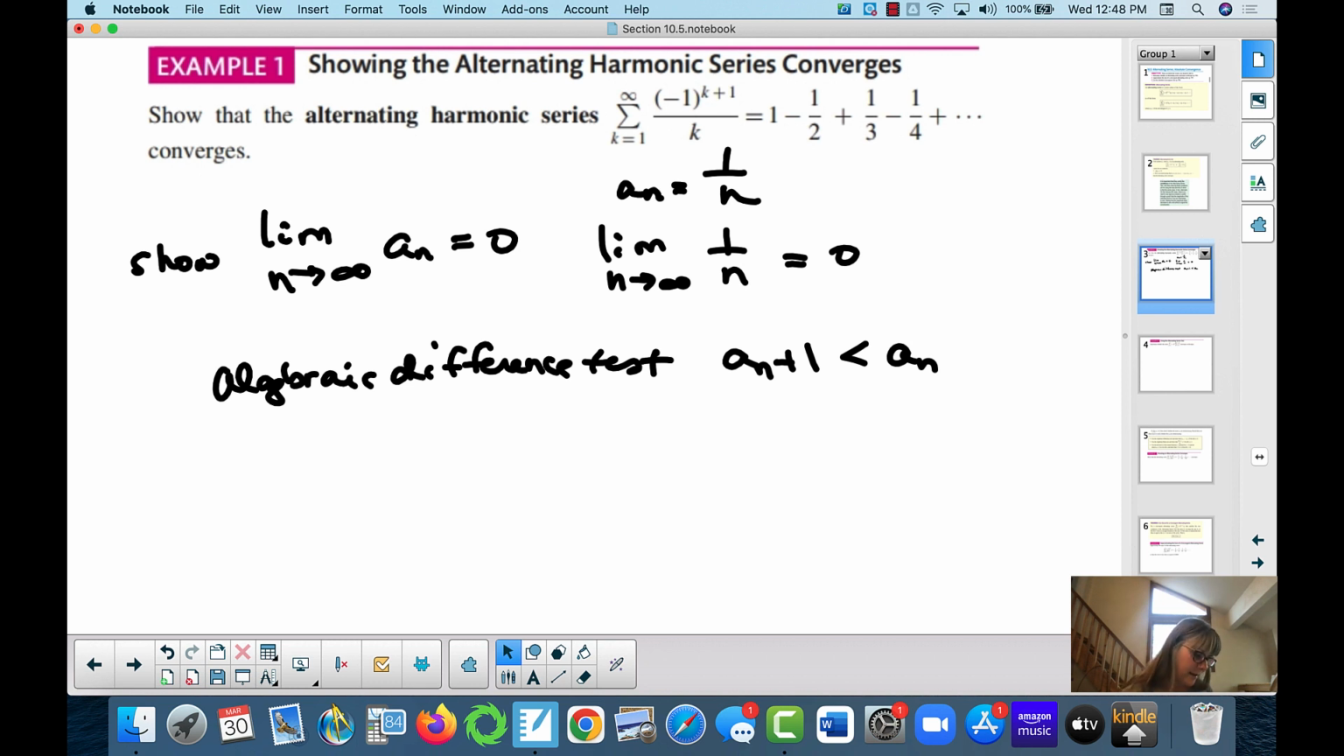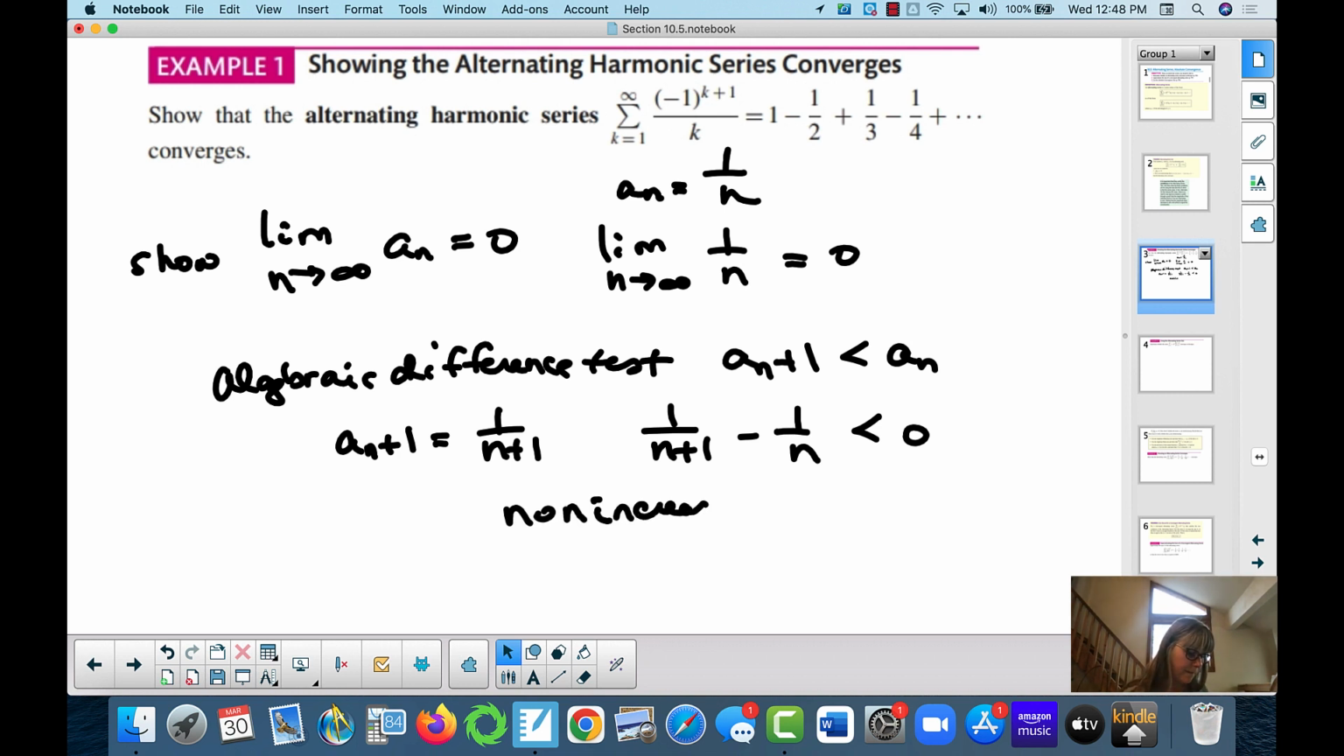So in this case, our a sub n plus 1 is equal to 1 over n plus 1. And if I were to subtract those, I would get a number that is less than 0. I get a negative answer. And so then it passes that. So that determines that it is non-increasing. Since this meets all the conditions of the alternating series test, this series converges.